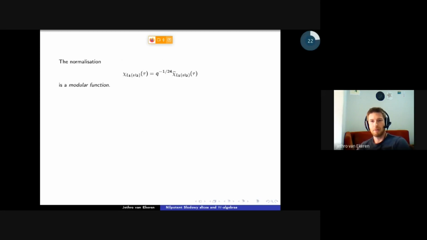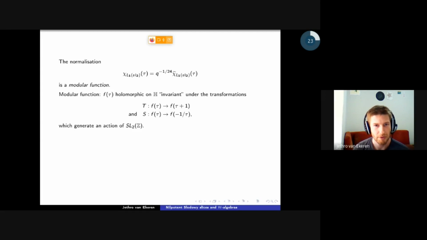But the interesting thing about these partition functions is that they're modular after being subjected to a small correction or normalization. In this particular case, one has to multiply by this funny factor, q to the minus 1 over 24. Just to recall briefly, a modular function is a holomorphic function on the upper half complex plane that should be invariant under the group generated by two transformations, which are written here, denoted by T and S. So in fact, these generate an action of the group SL2Z.